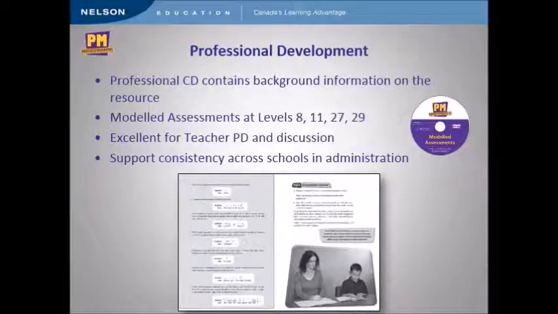You'll also find in your teacher's guide, in the pocket in the front, the professional development DVD, which will contain background information on the resource. And perhaps most useful in here, you'll also find teachers actually using the assessment tools with students who are reading at levels 8, 11, 27, and 29. So this will give you an opportunity to see what reading looks like and the kind of assessments teachers are taking with students reading at various reading levels. So you might want to use this by yourself individually to take a look at it, and it really helps you understand how to use the tools, but it also might be something you want to use in small groups as a discussion point.